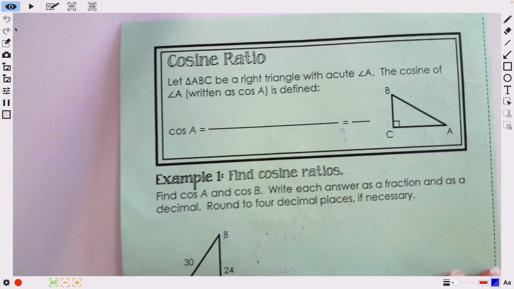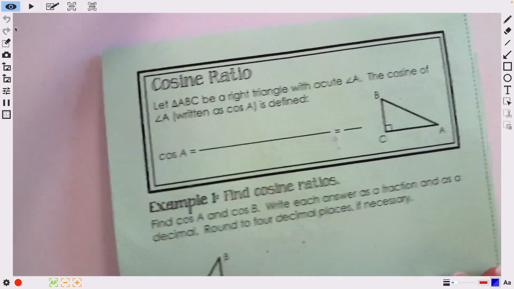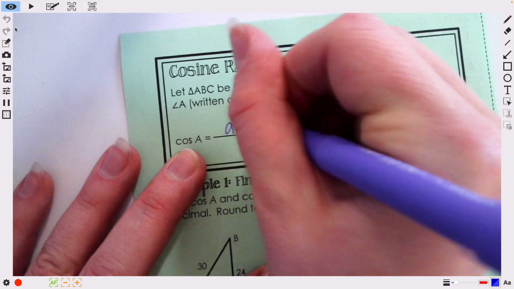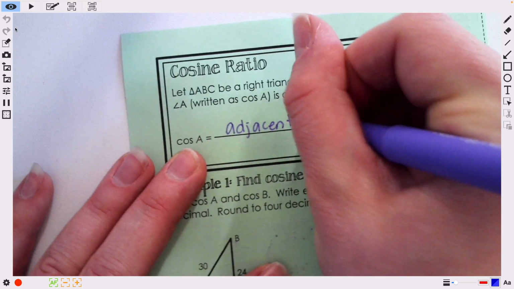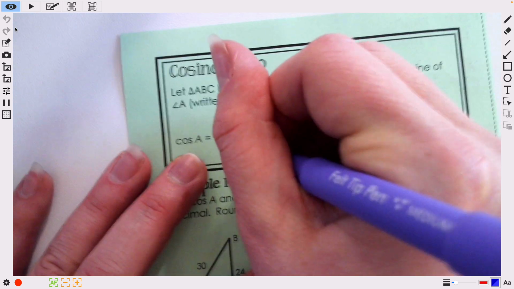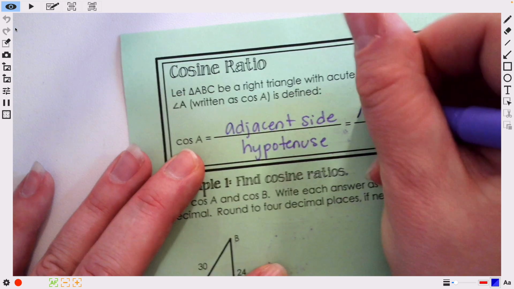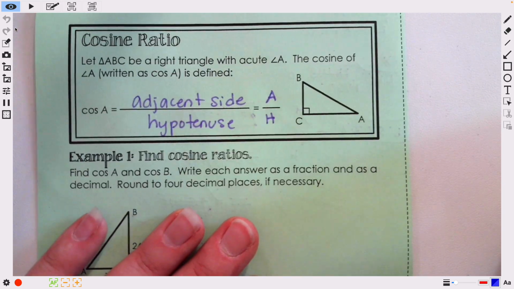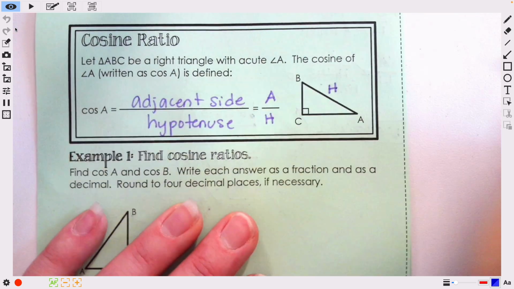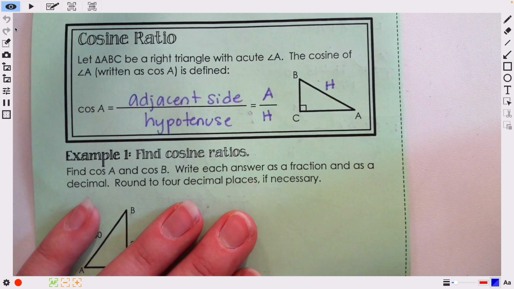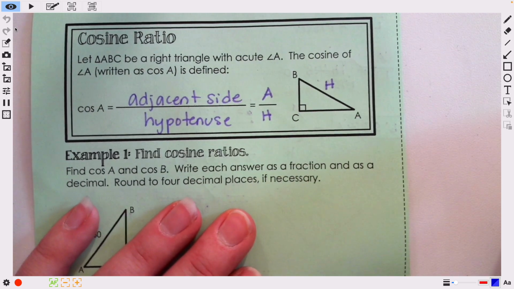All right. So cosine and tangent are just different ratios. Same exact concept. Cosine is going to be the adjacent side, so that means the side right next to the angle, still over the hypotenuse on the bottom. So that ratio is going to be A over H. The hypotenuse is always the hypotenuse no matter what. The adjacent side is relative to which angle you're looking from.